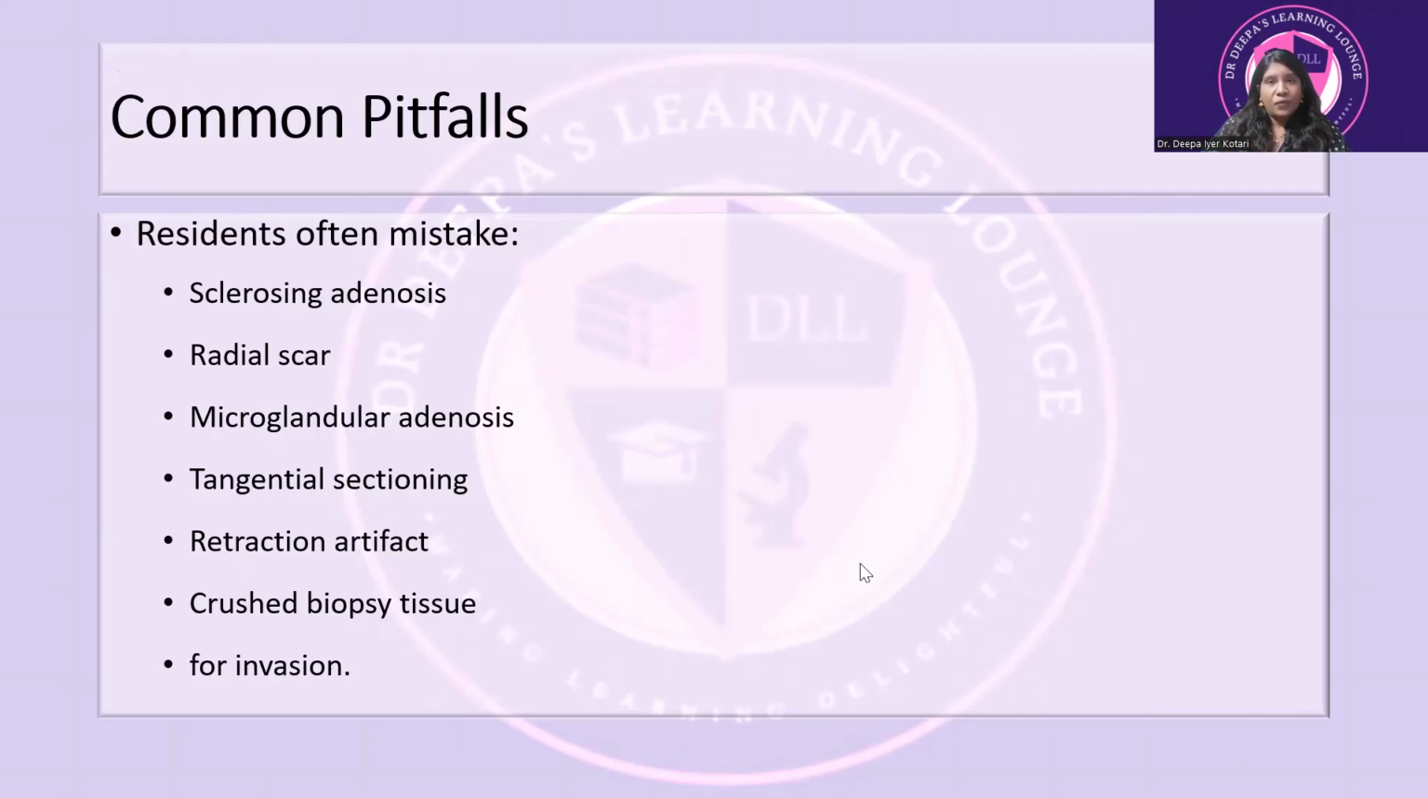There are some common pitfalls that residents have to keep an eye out for. Mostly there can be an overcall of benign mimickers that simulate infiltrative glands. These include sclerosing adenosis, radial scar, microglandular adenosis, tangential sectioning, retraction artifact, or crushed biopsy tissue. There are also repeated punch biopsies taken next to each other, and then you're not sure. These are the things that mimic invasion. So you need to have a good relationship with the clinician, so that you can call them and ask how the biopsy was taken. And you need to keep your eyes open for these mimickers also.